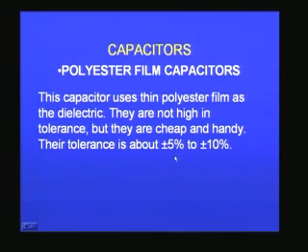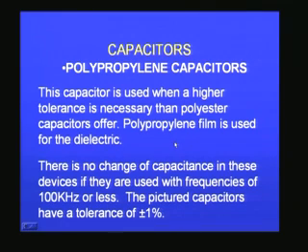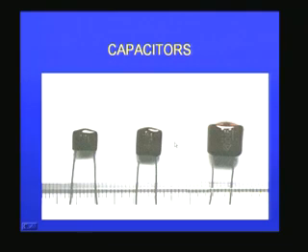Then you also have polyester film capacitors. Again, you have polyester used as the dielectric. They are very cheap, they have very reasonable tolerance of within plus or minus 5% or plus or minus 10%, and these are the polyester capacitors that I mentioned to you on the screen: 0.01 microfarad, 0.1 microfarad, 0.22 microfarad, etc. Then polypropylene capacitors, again this is another dielectric they use.